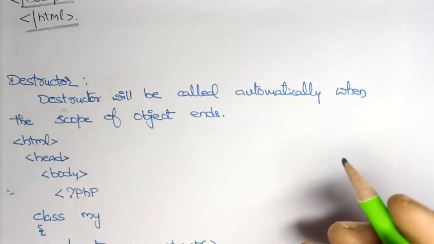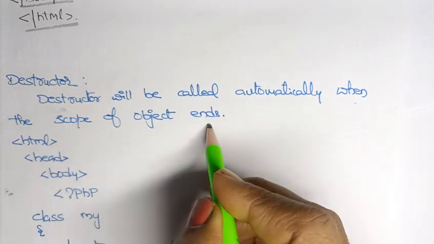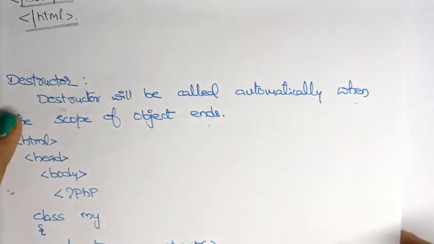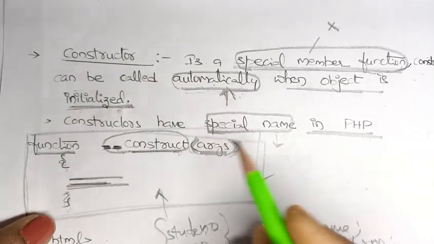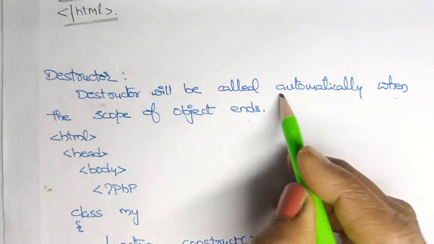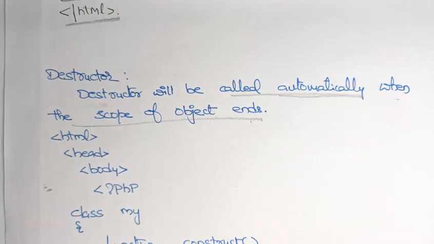Okay, now we will see destructors in PHP. A destructor will be called automatically when the scope of the object ends. If you did not see the constructor video, please watch that video. The link will be provided in the description.